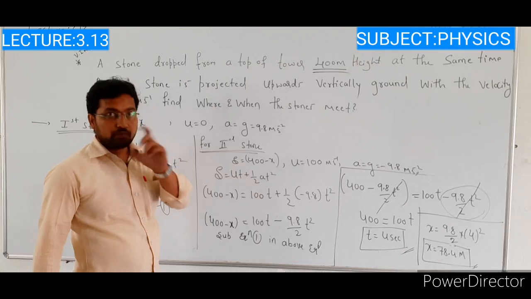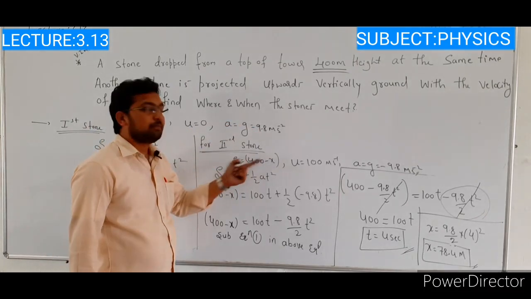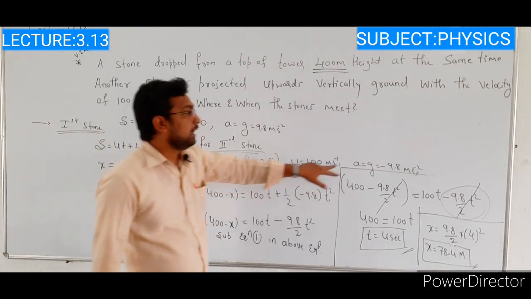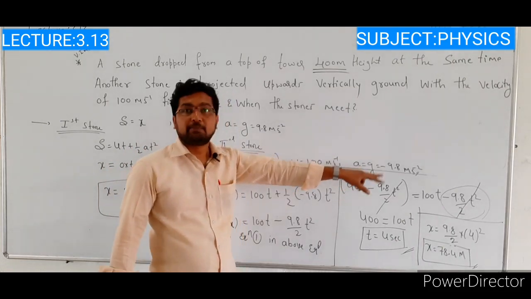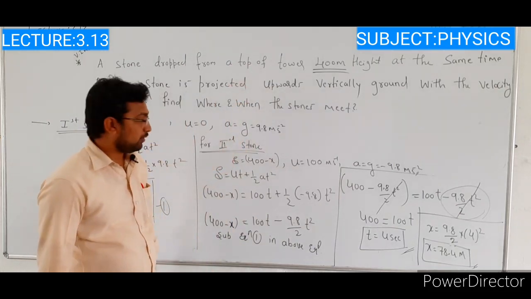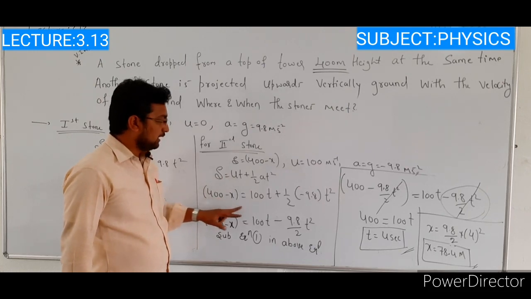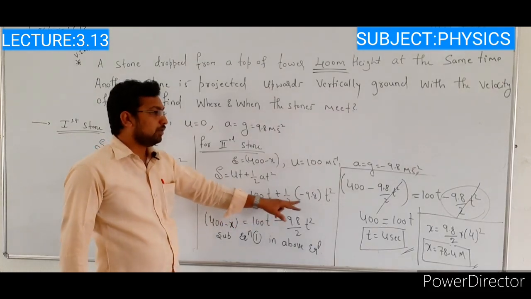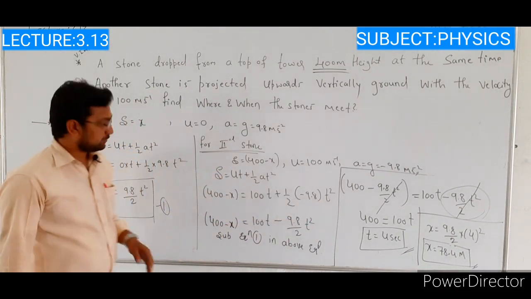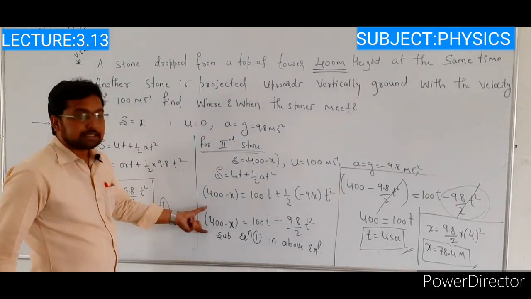For the second stone, the stones meet at a height of 400 minus x, the initial velocity is given as 100 meter per second, and g is equal to minus 9.8. Why are we taking this minus? Because it is projected vertically in the upward direction. So substitute all the values here: s value is 400 minus x is equal to 100 into t plus 1 by 2 minus 9.8 into t square. Simplify this one. Afterwards, we substitute equation number 1, that is the x value, in this equation.